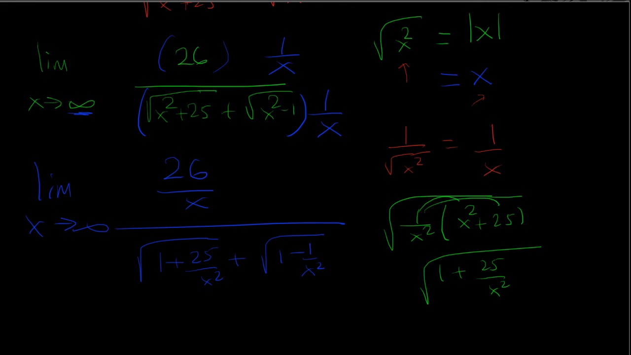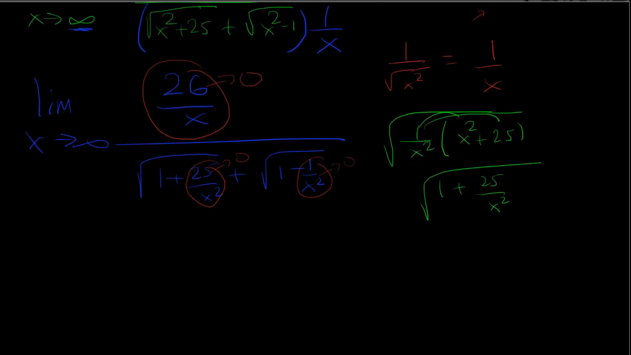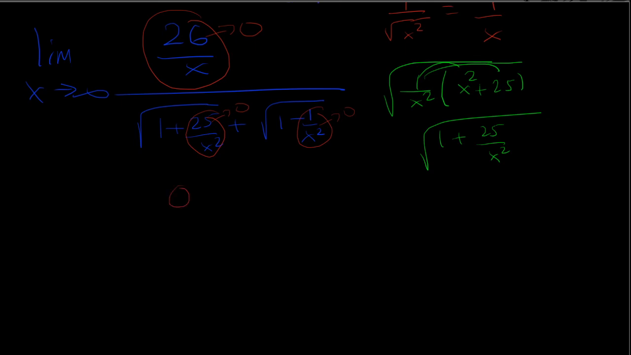Okay, now we need to recognize that 26 over x will go to 0, 25 over x squared also goes to 0, and 1 over x squared goes to 0. So currently what we have is 0 over the square root of 1 plus the square root of 1, and my limit is just 0.